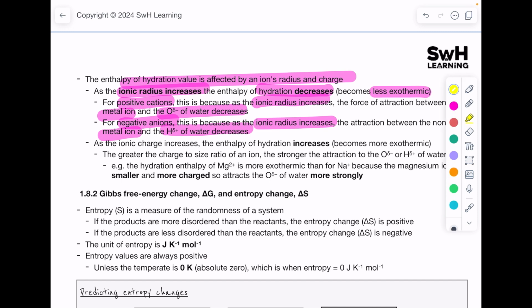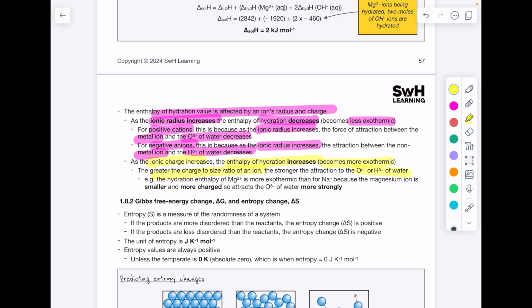And then lastly, as the ionic charge increases, the enthalpy of hydration increases, becomes more exothermic. The greater the charge to size ratio of an ion, the stronger the attraction to the delta negative oxygen and delta positive hydrogen of water. So for example, the hydration enthalpy of magnesium ions, Mg2+, is more exothermic than for the sodium ion because the magnesium ion is smaller and more highly charged, meaning that it attracts the delta negative oxygen of water more strongly.